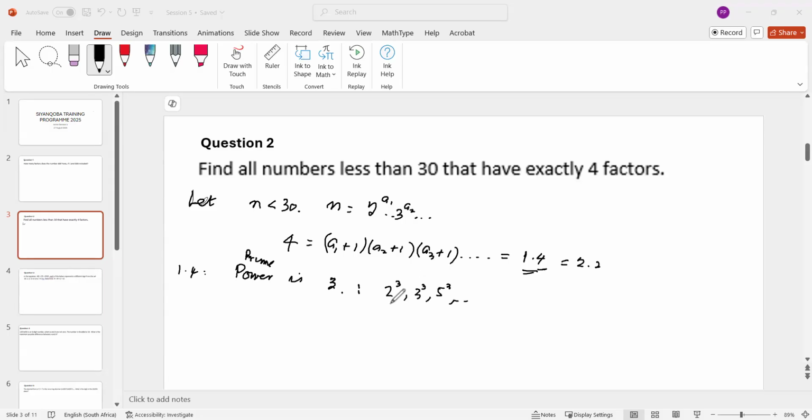So the number of factors of 2 cubed is 3 plus 1, which is 4, right? Because these are prime bases. So these are allowed, but we want them to be less than 30. And 5 cubed is too much. There's 125 there. So here, these numbers give you 8 and 27. They've got 4 factors.